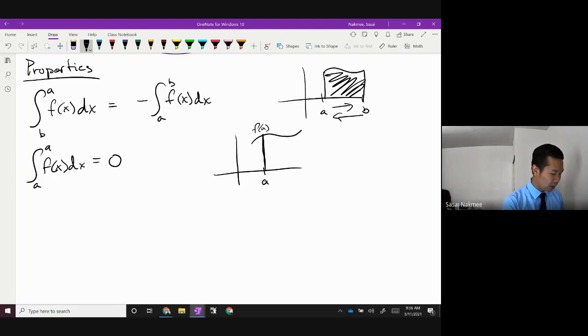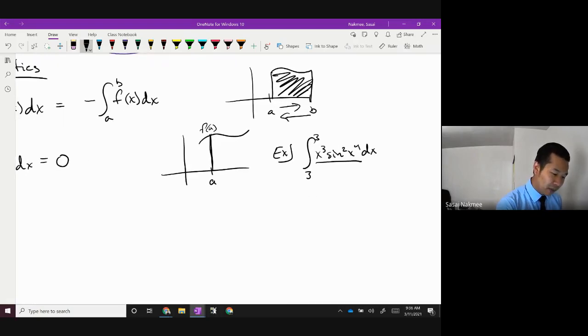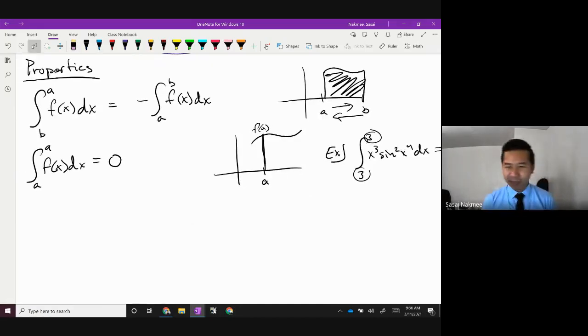So if you ever do the integral of something from something to itself, that's going to be equal to 0, right? It doesn't even matter if you don't know what the function is. If I was asked, hey, can you evaluate this for me, the integral from 3 to 3 of x cubed sine squared x to the 4th dx, right? I don't know what the antiderivative of this is, but I do know that the area of this thing, no matter what this function looks like, is just going to equal 0 because it's going from 3 to 3. Okay, so it's stuff like that, just to keep in mind.